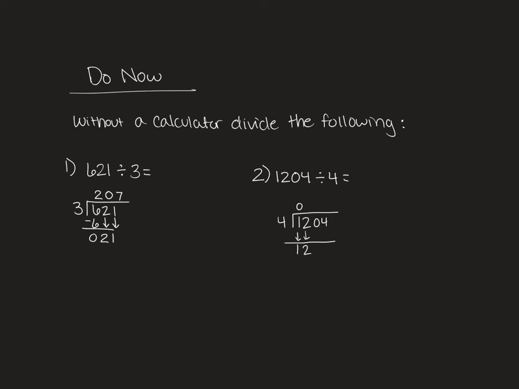Well, 4 goes into 12 3 times, and that will give you 12, so you subtract. You bring down your next term, which is a 0. 4 goes into 0 0 times. Bring down your last number there. 4 goes into 4 1 time, so your answer is 301.